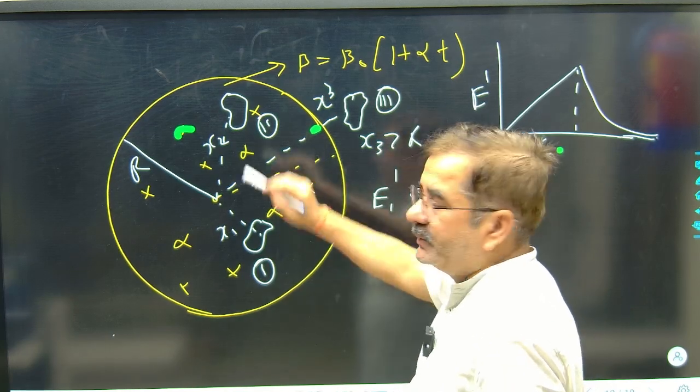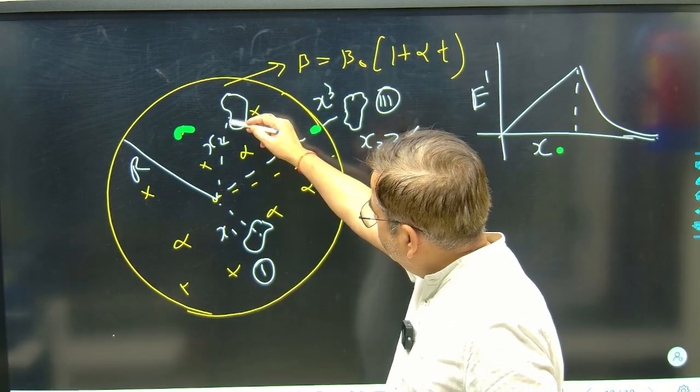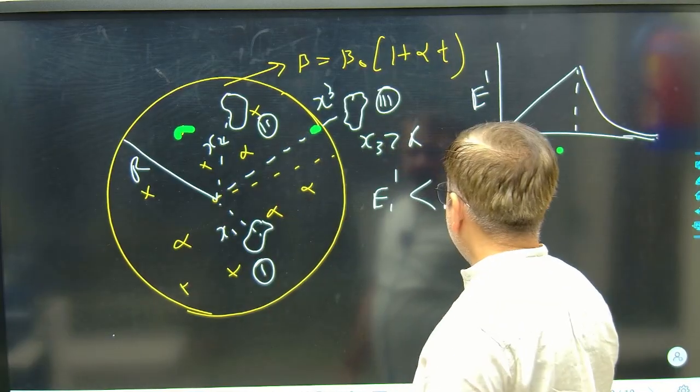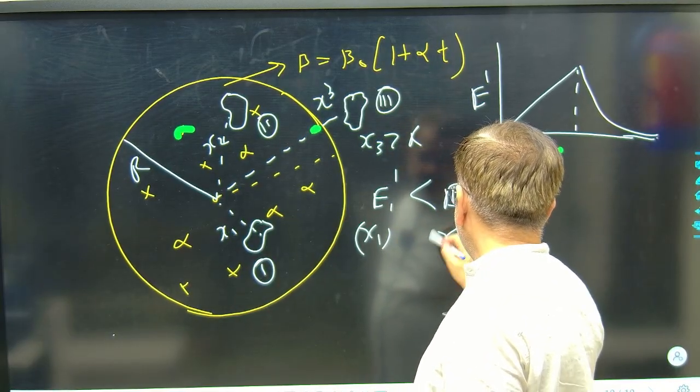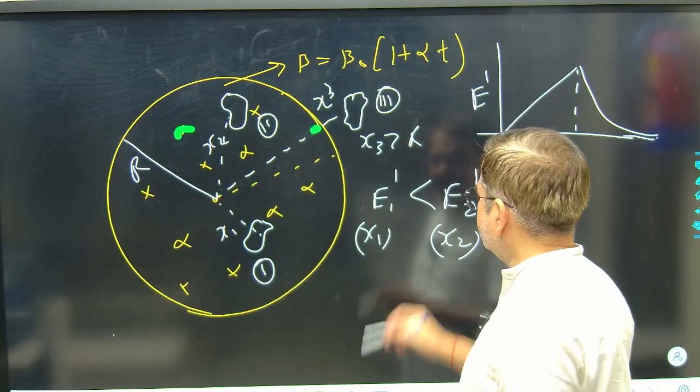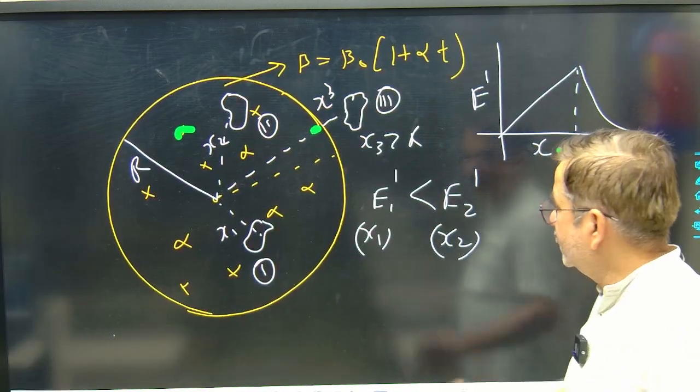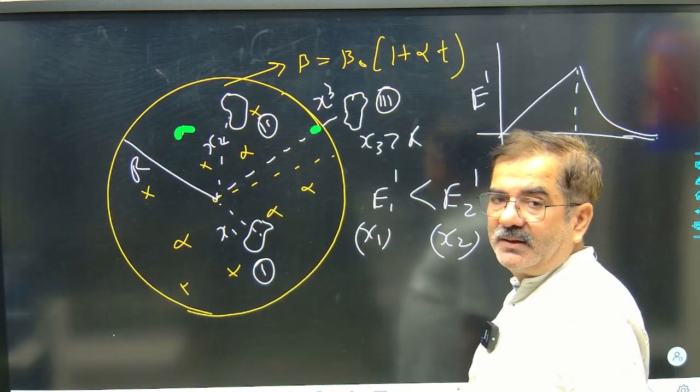Means E2 dash will be more, for it is more distant than X1, because it is at the position X2, and X2 is more than X1. So E2 dash will be more than E1 dash. This result we have, correct?